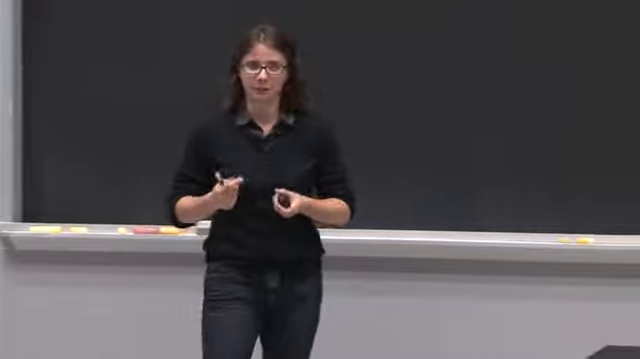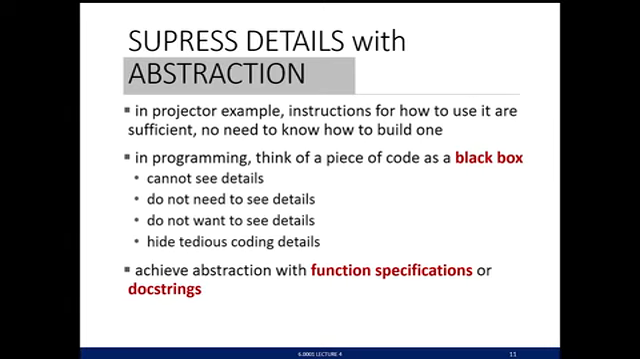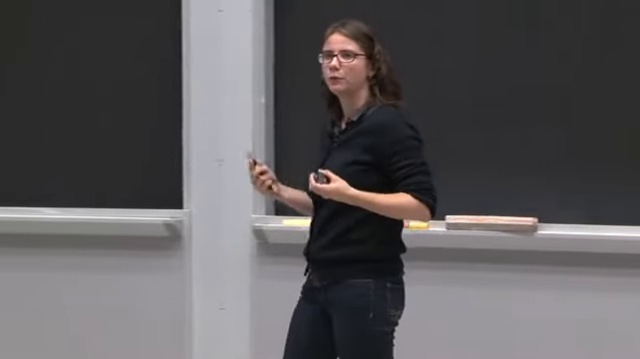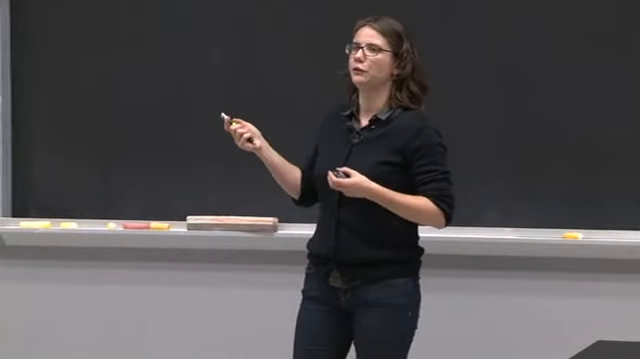So decomposition is creating structure in your code, and abstraction is the idea of suppressing details. In the projector example, remember abstraction was you didn't need to know exactly how the projector worked in order to use it, and it's going to be the same idea in programming. Once you write a piece of code that does a little task, you don't need to rewrite that piece of code many times. You've written it once, and you write this thing called a function specification for it, or a docstring. This is a piece of text that tells anyone else who'd want to use it in the future, other people, maybe yourself, how to use this function.